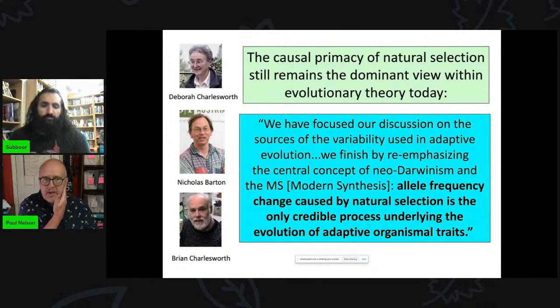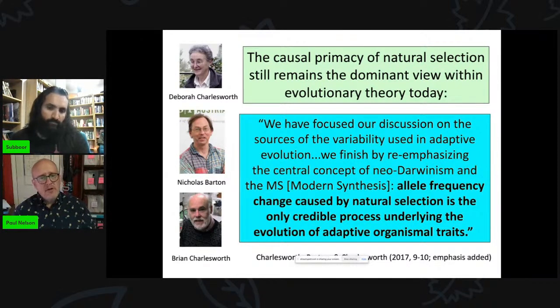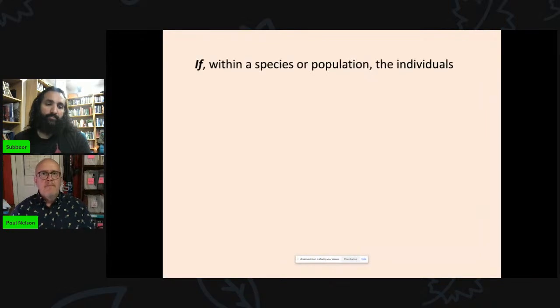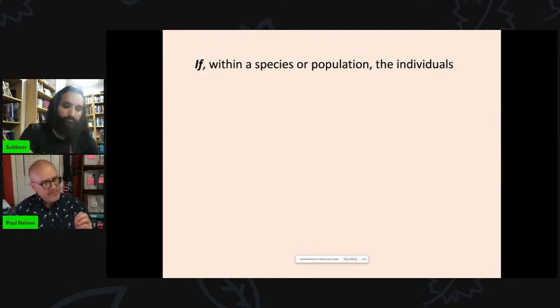So Deborah and Brian Charlesworth and Nicholas Barton in a paper in 2017 said, look, allele frequency change caused by natural selection is the only credible process underlying the evolution of adaptive organismal traits. And I think that is a statement that would likely win the assent of most academic biologists. Although, as I noted a moment ago, increasingly there's opinion that this is no longer true, that there are other processes that are equally important. So very briefly, let's look at natural selection, because I want to focus on this critical factor of fitness.